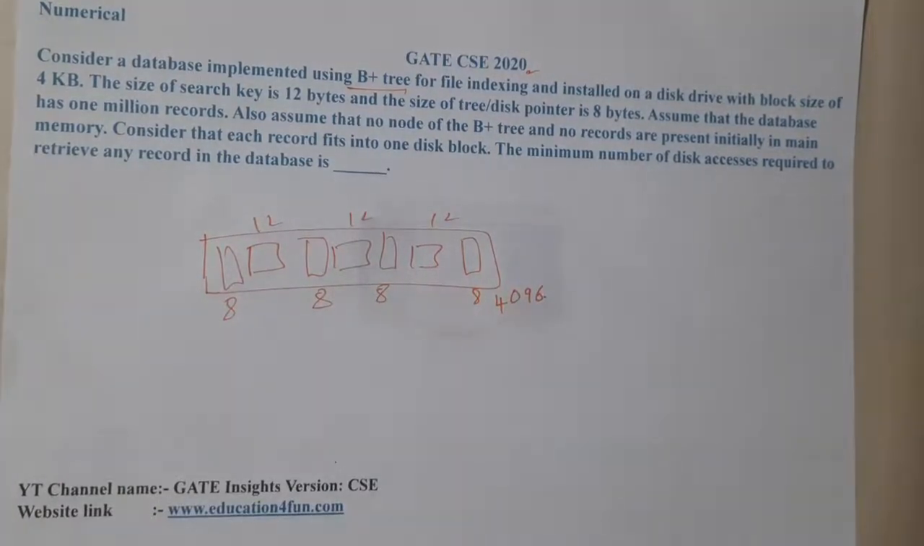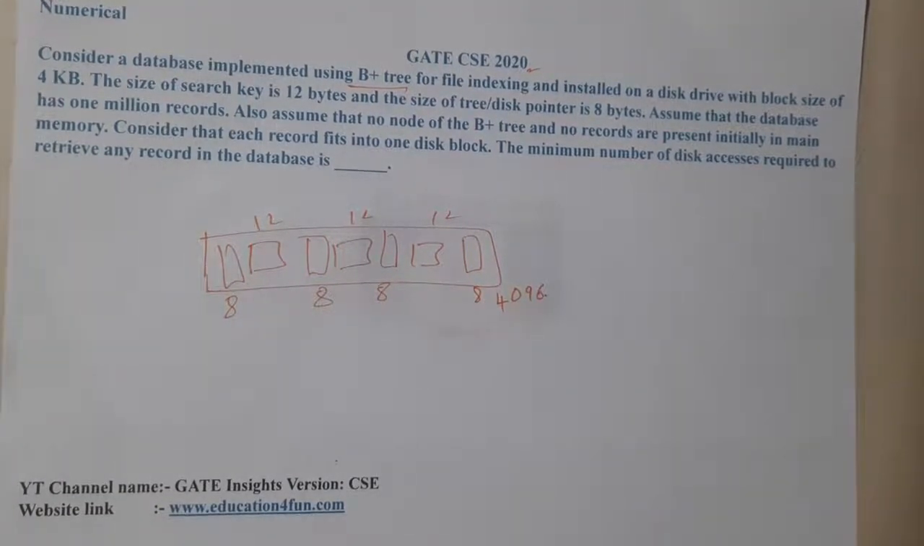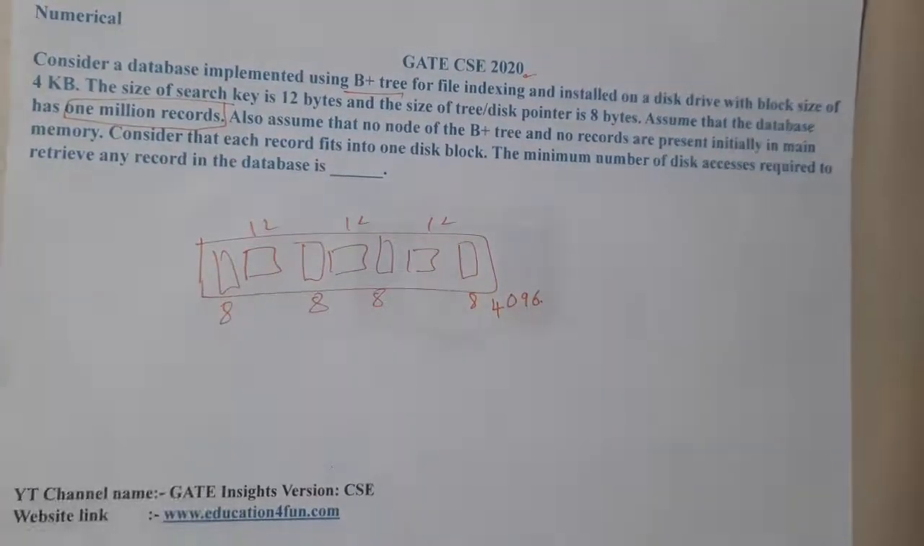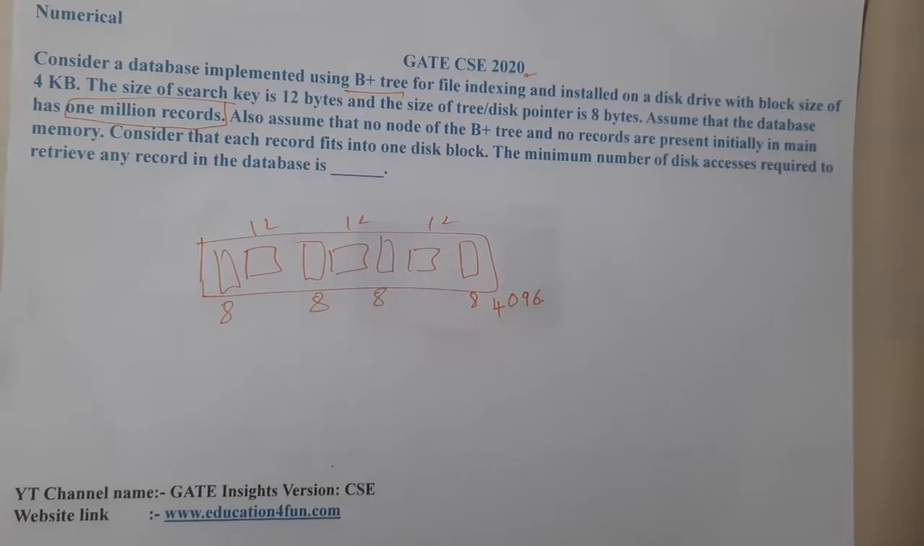They are saying assume that the database has 1 million records. Also assume that no nodes of the B plus tree and no records are present initially in the main memory. Consider that each record fits into one disk block. The minimum number of disk blocks accessed required to retrieve any record in the database is?